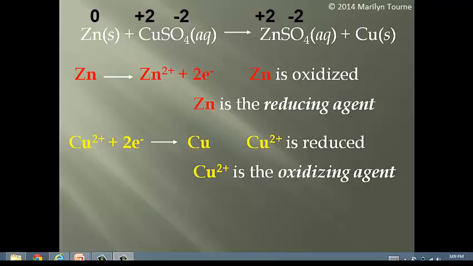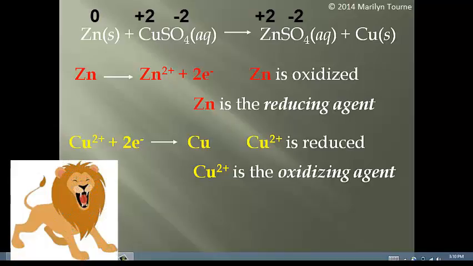So now let's take a look at that. We started with zinc with a 0 oxidation state, and it has changed to a +2. That means zinc has lost 2 electrons. If you go from 0 to +2, you're getting less negative, so you have lost 2 electrons. Remember Leo the lion goes grr? Loss of electrons means that you're being oxidized.